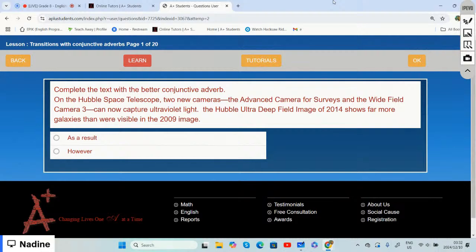Ultra Deep Field image of 2014 shows far more galaxies than were visible in the 2009 image. So we need to choose the correct option. Do we choose as a result, the Hubble Ultra Deep Field image of 2014 shows far more galaxies? Or do we say however? We need to choose the correct one.